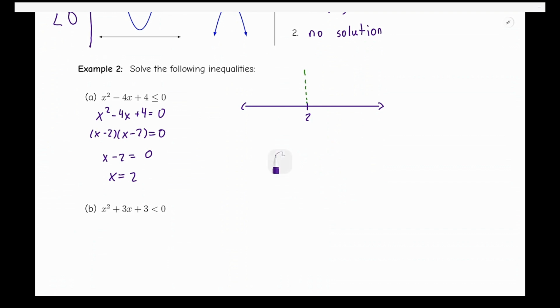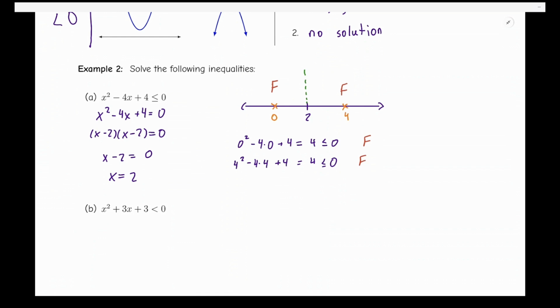Because I only have a single point, I need two test values. Let's do 0 and 4. So 0 squared minus 4 times 0 plus 4 is equal to 4. Is that less than or equal to 0? False. And then 4 squared minus 4 times 4 plus 4. That is also equal to 4. Is that less than or equal to 0? That is false.